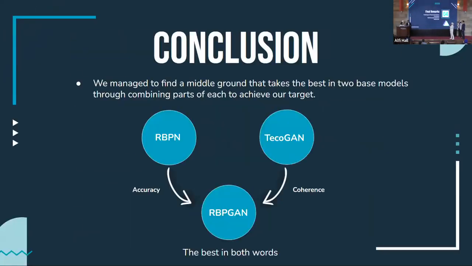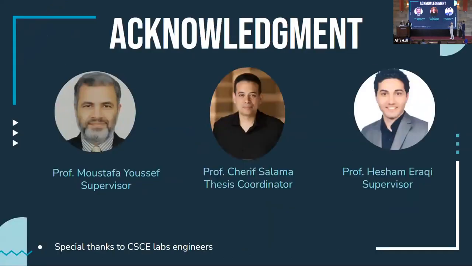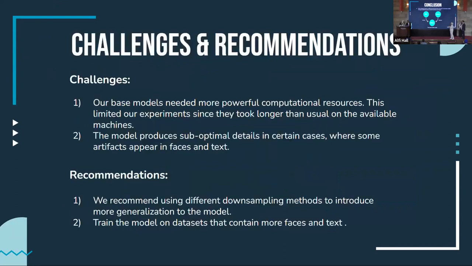Now to the final remarks. We actually faced some challenges. So the first one is that we needed more powerful computational resources to conduct our test because we used GAN networks. The second one is that we introduced more or less suboptimal details when cases have more details or more artifacts. And to solve this problem, we recommend using different downsampling techniques that introduce more generality and more domains into the test set. And also we recommend training on a model that has more faces and text.